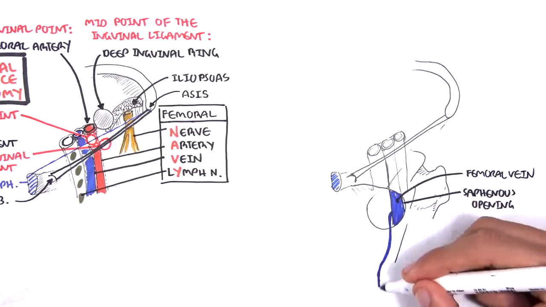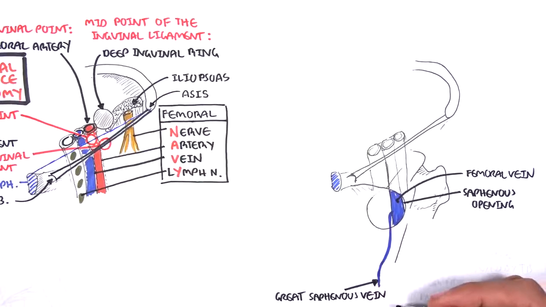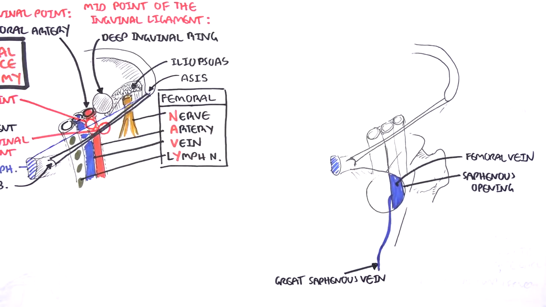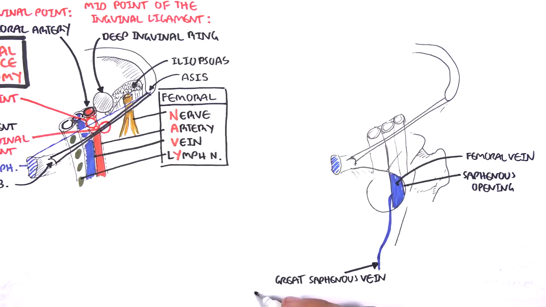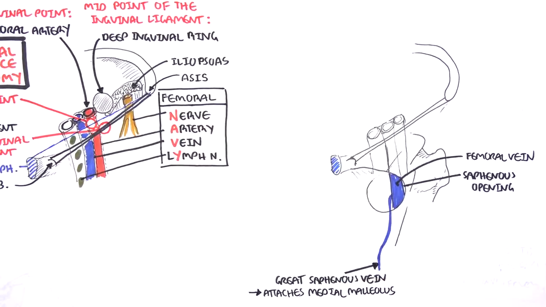Now the great saphenous vein drains into the femoral vein, which, if you remember, is medial to the femoral artery. The great saphenous vein actually originates from the medial malleolus and just comes right up and drains into the femoral vein here.